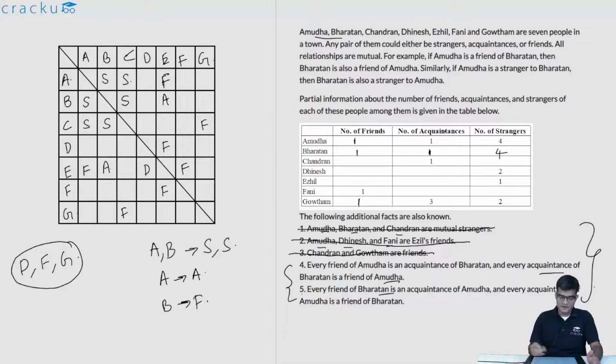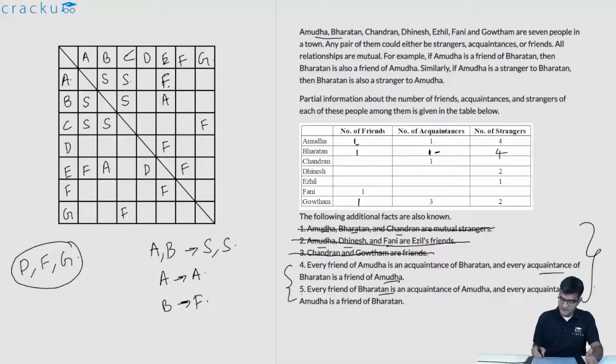Why are we saying that? Because amongst A, we know that we have to find 1 friend. We have already identified that friend. That friend is E. So all the remaining people for A have to be either strangers or acquaintances. Similarly, for B, there will be only 1 acquaintance. We have identified that acquaintance, who will be E. So everybody who is remaining has to be either strangers or friends.